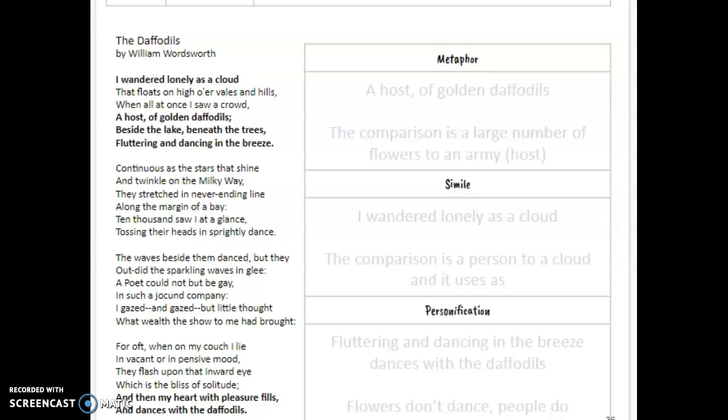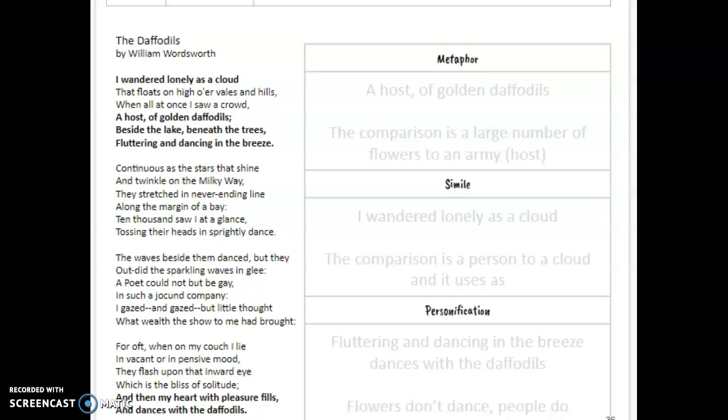The waves beside them danced, but they outdid the sparkling waves in glee. A poet could not but be gay in such a jocund company. I gazed and gazed, but little thought what wealth the show to me had brought. For oft, when on my couch I lie in vacant or in pensive mood, they flash upon that inward eye, which is the bliss of solitude. And then my heart with pleasure fills and dances with the daffodils.